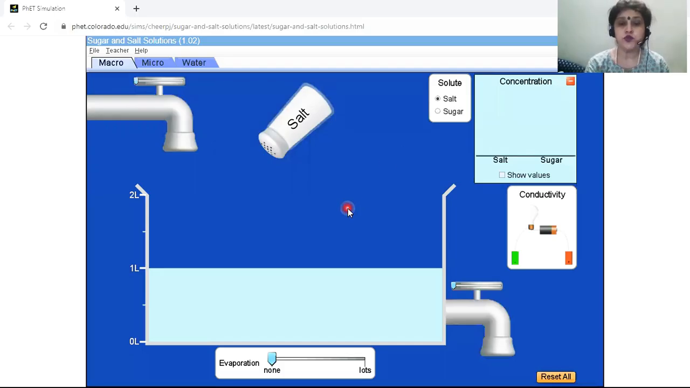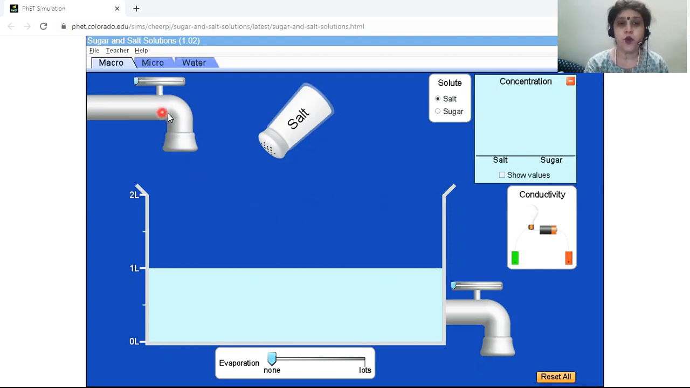Now I am going to show you one more simulation related to the topic that salt solution conducts electricity, and I have recorded this simulation to save some time. Now let's get familiar with the components of this simulation.